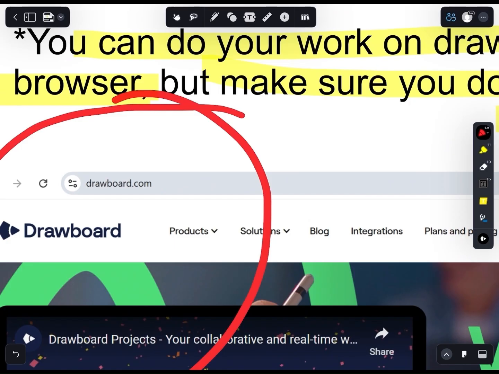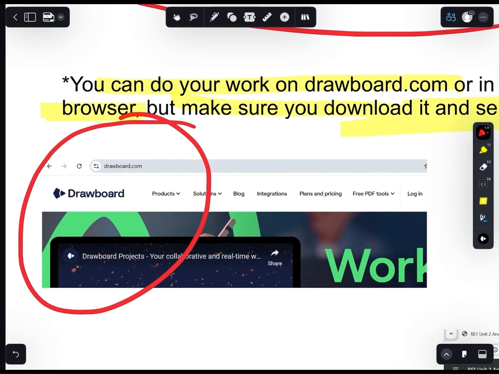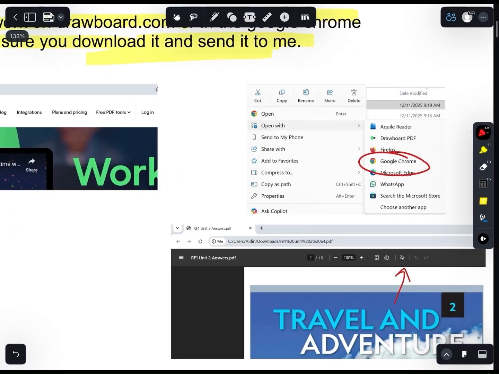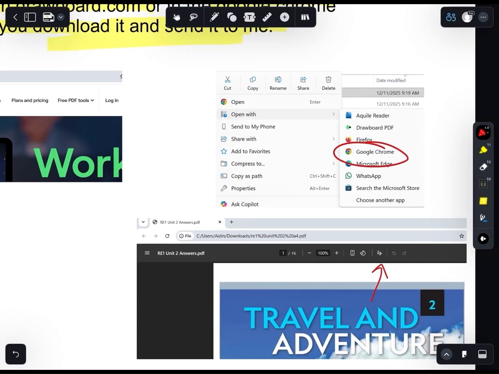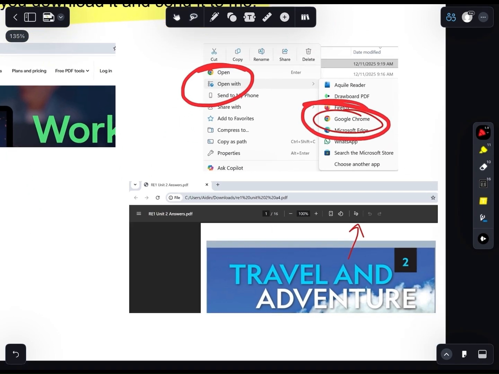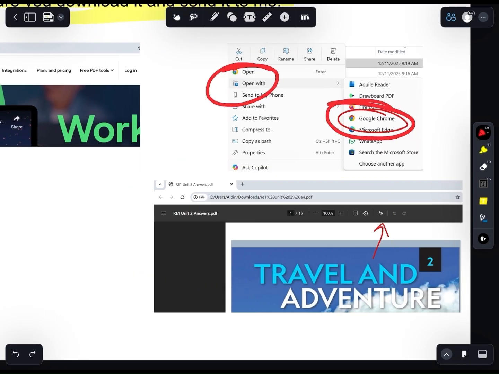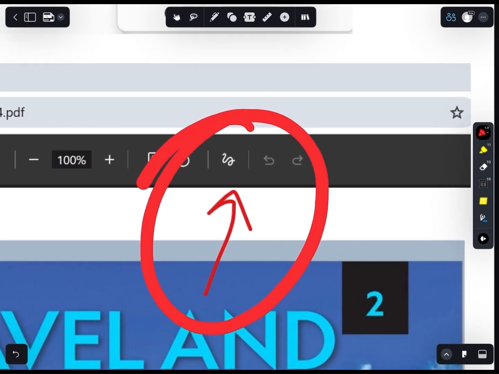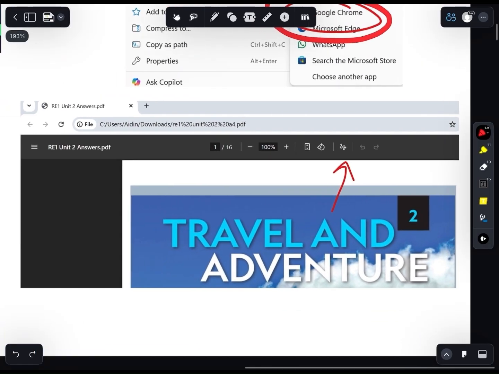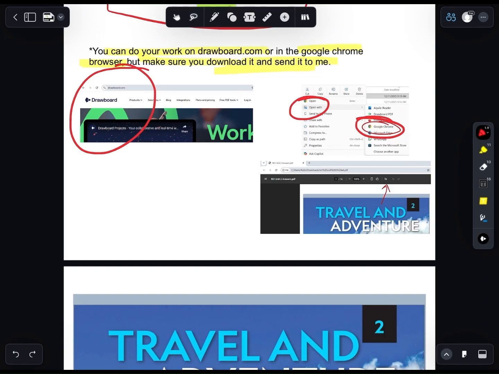I can give you login details. You can access this file and do it on Drawboard, or you can do it on an iPad or a tablet, also on Drawboard. If you don't have that, you can just download this file, and right-click Open With Google Chrome, where you can access the document, and you can write on the document if you click this squiggly line. And then when you are done, you just have to save the document, and then you can download it and send it to me. So that's it.